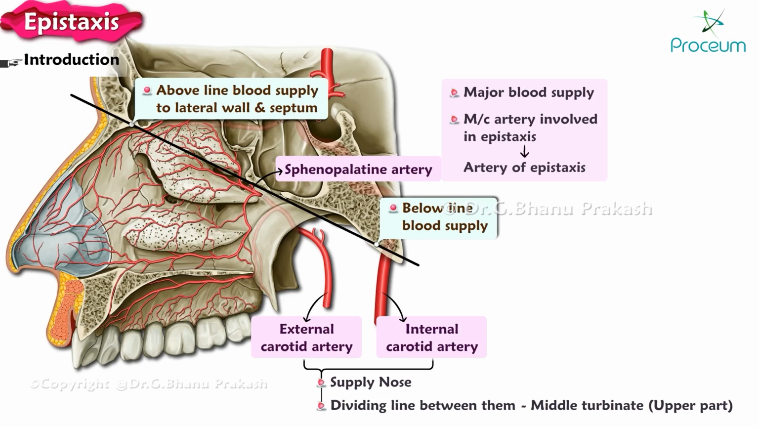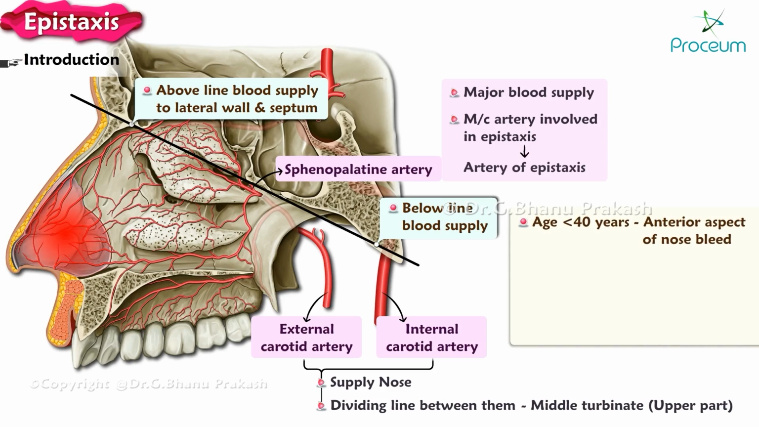Younger individuals, particularly below the age of 40 years, commonly bleed from the anterior aspect of the nose. In contrast, people above this age bleed more commonly from the posterior aspect of the nasal cavity. Epistaxis is rarely seen in infants.